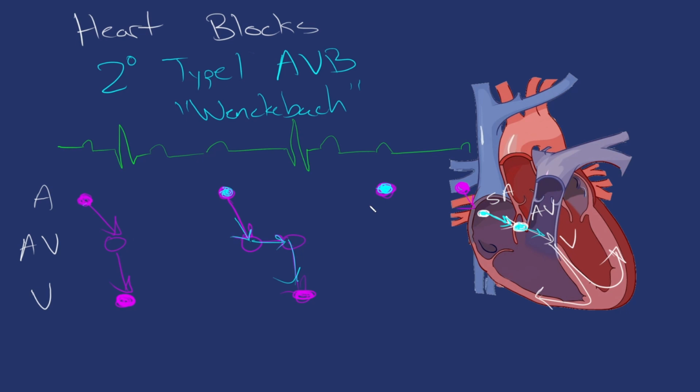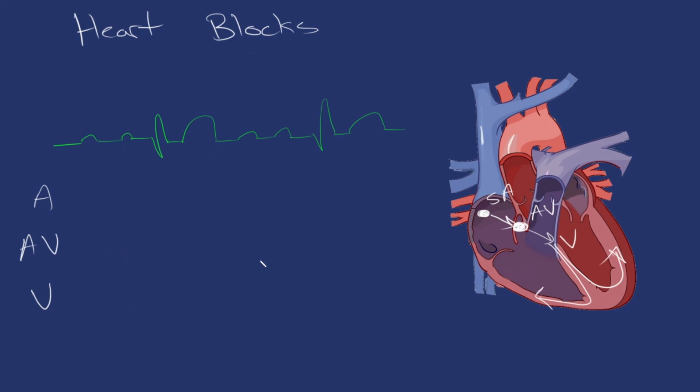Okay, so that's when our PR intervals are going to continue elongating until there is a dropped QRS where it doesn't go through to the ventricles, and then the system restarts again. Okay, so this next one is kind of similar. Okay, so we're going to go through, trace these again. So we have the ventricles are going off.